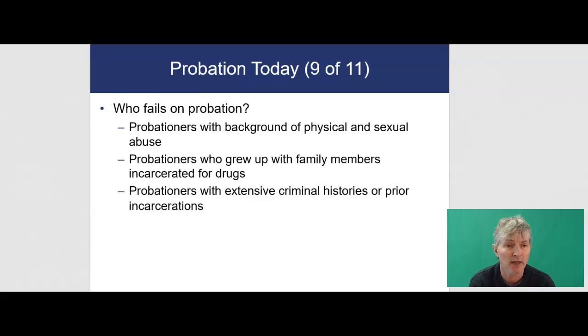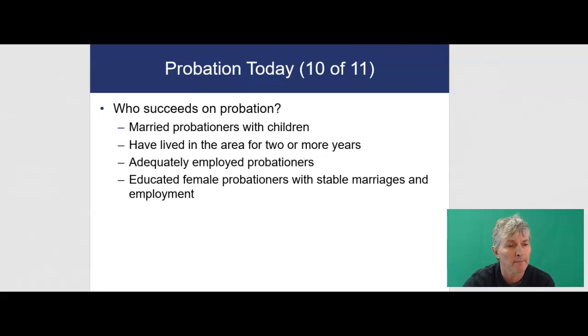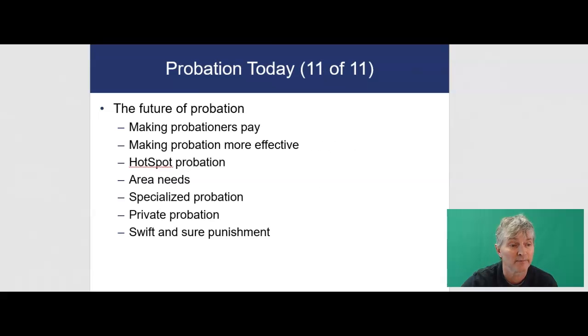Who typically fails on probation? Probationers with a background of physical and sexual abuse tend to fail. Probationers who grew up with family members incarcerated for drugs tend to fail. And probationers with extensive criminal histories or prior incarcerations tend to fail as well. Who succeeds? Married probationers with children, people who have lived in the area for 2 or more years, adequately employed probationers, and educated female probationers with stable marriages and employment. They tend to be successful.